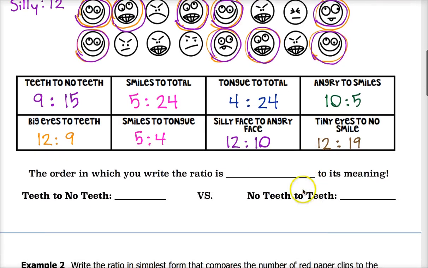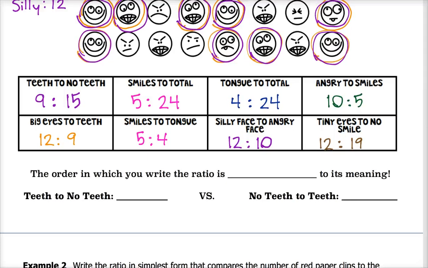So the order in which you write the ratio is very important to its meaning. You'll notice every single time we wrote these ratios up here, for the smiles to the total, we did the smiles first and the total second. For the silly face to angry face, the silly face came first and the angry face came second. So we have to be consistent in how we're writing the order of the numbers in our ratio.